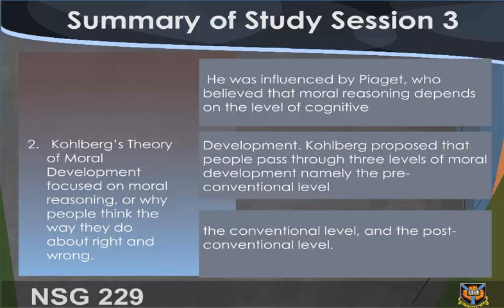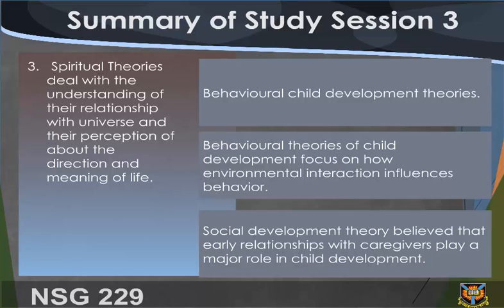2. Kohlberg's theory of moral development focused on moral reasoning, or why people think the way they do about right and wrong. It was influenced by Piaget, who believed that moral reasoning depends on the level of cognitive development. Kohlberg proposed that people pass through 3 levels of moral development, namely the pre-conventional level, the conventional level, and the post-conventional level. 3. Spiritual theories deal with the understanding of their relationship with the universe and their perception about the direction and meaning of life.